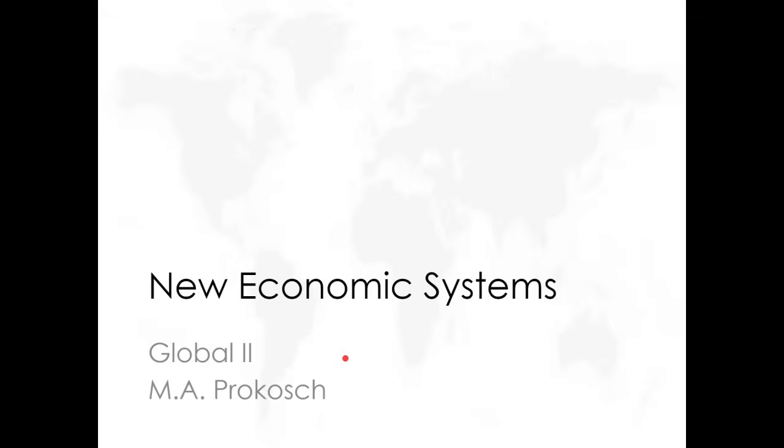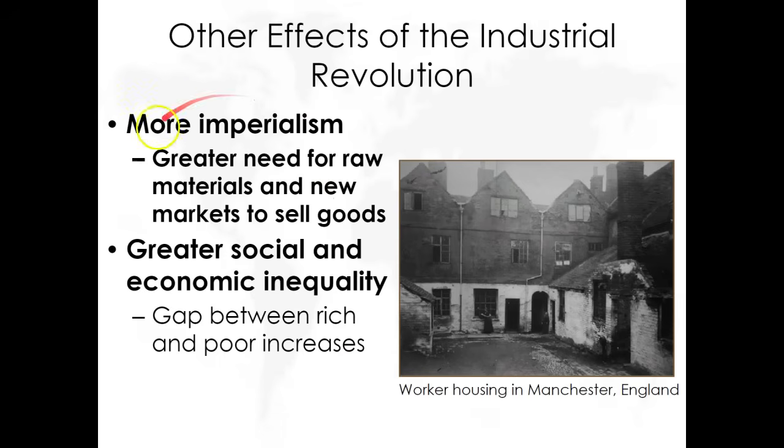All right, other effects of the Industrial Revolution. A major one is more imperialism, more colonization. So again, if Britain is making a lot of cotton textiles and they can't grow cotton in England, then they need to get it in some other way, and that's going to be using their own colonies.